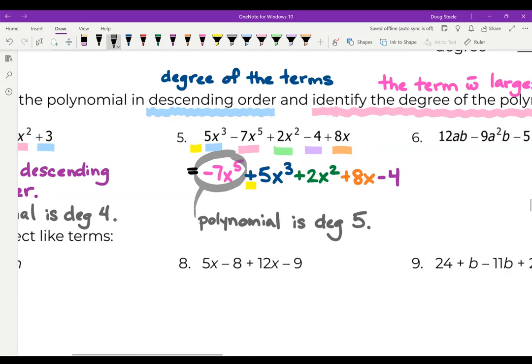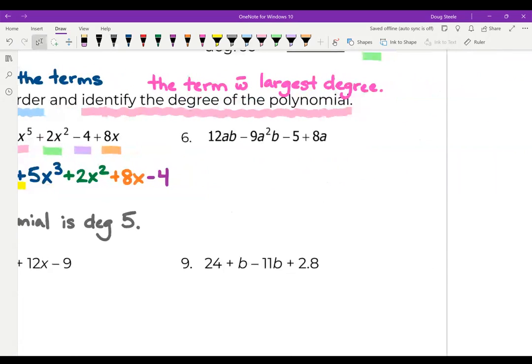Okay. Take a look at the last one. It's a third one again. As I said, usually for the third or fourth, we try to throw something else in there. So in this case, we do have different terms, but our terms could have different variables in them. So if I'm trying to write the largest degree term first and write it in descending order, I have to account for all the variables in each term. In this case, I got 12ab minus 9a squared b minus 5 plus 8a.